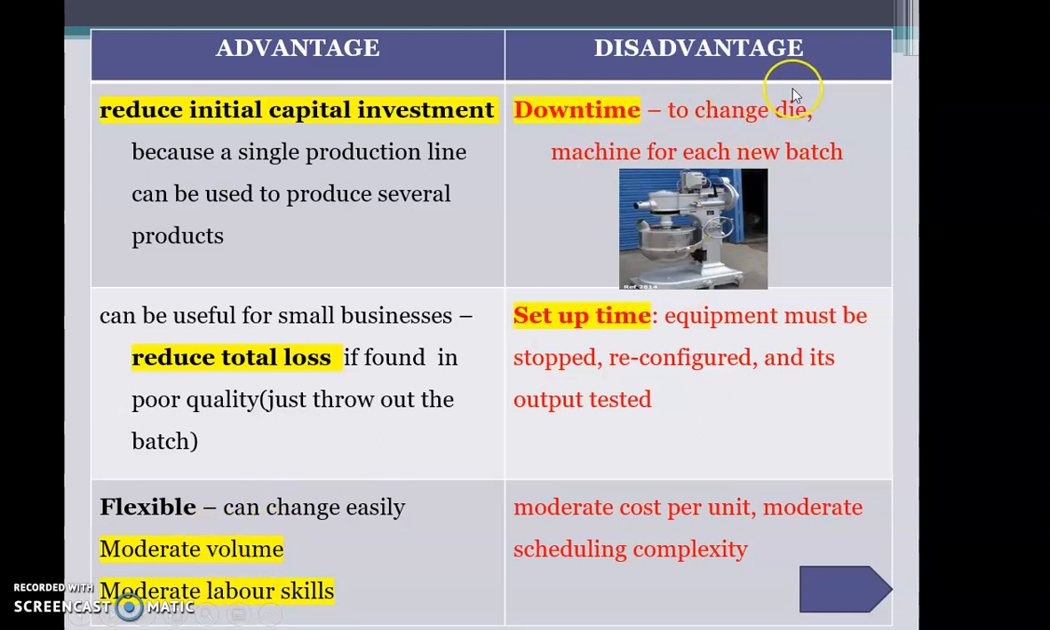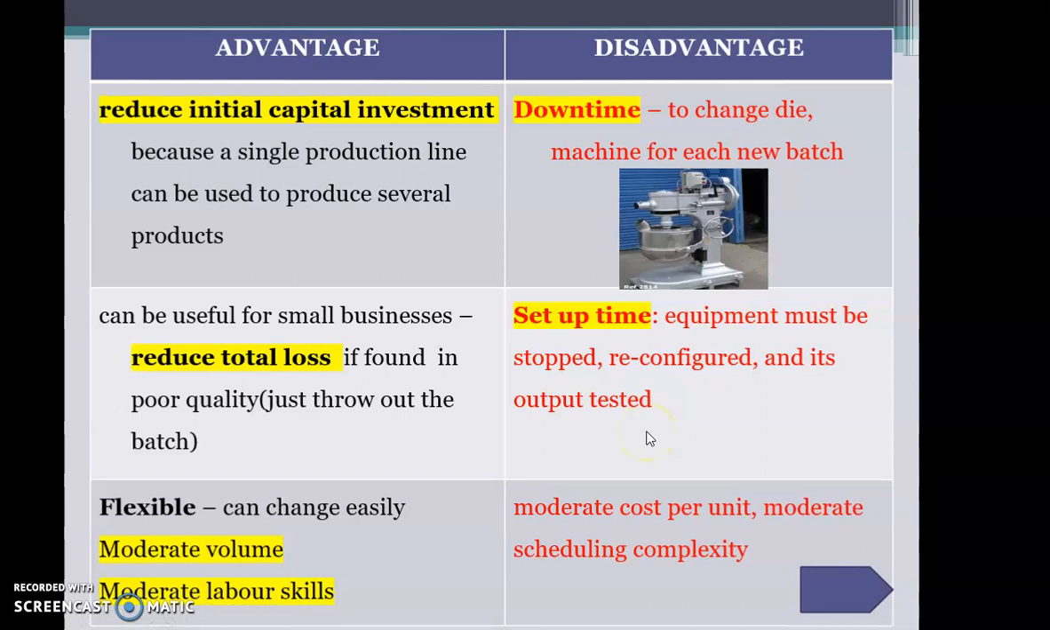And then for the downtime, batch needs to change. Maybe they change, especially for the cake, the flavor. They need to wash the mixer here. They need to do some light washing or cleaning. And then the setup time: every time you change the batch, maybe you need to reconfigure the machine again, and you need to test the starting batch and all that.